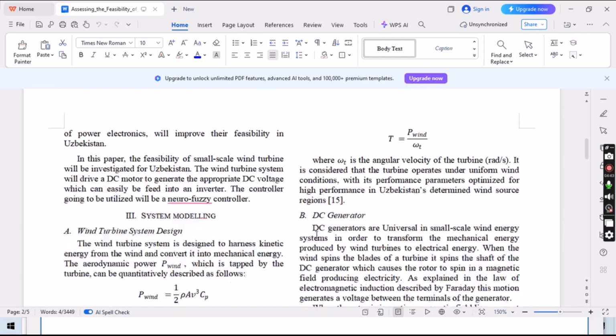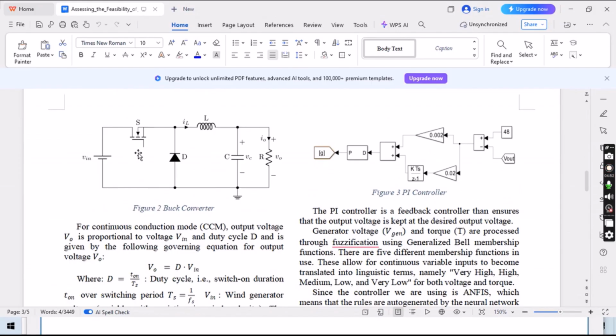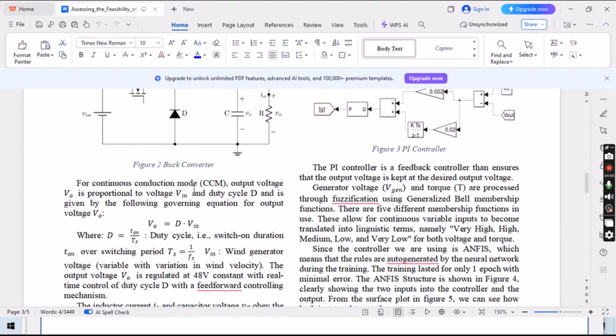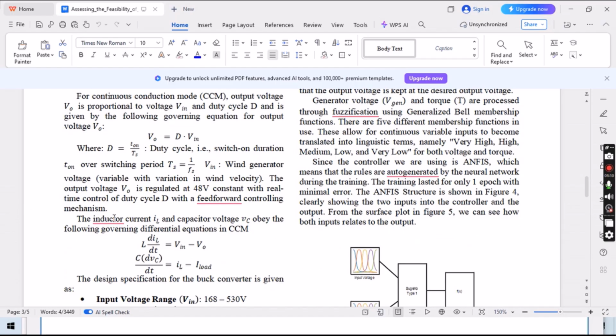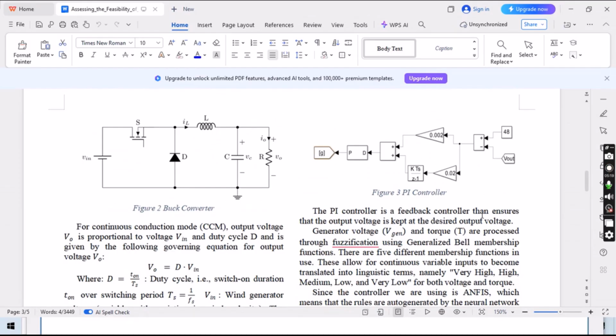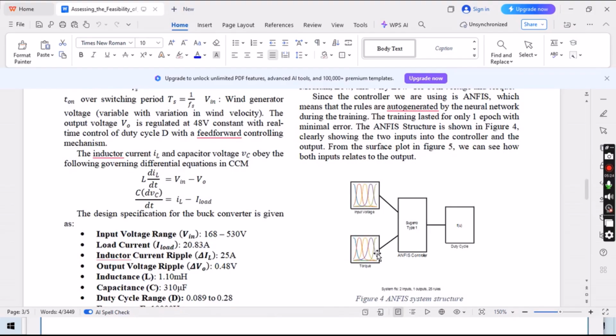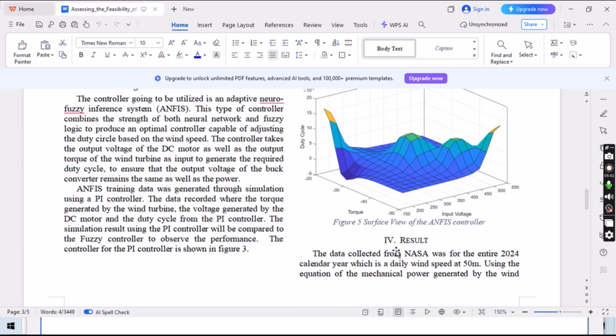Yes, this one I have written, the complete DC generator and buck converter design. This is the buck converter design circuit in continuous conduction mode, CCM, which we added to improve the efficiency of the system. Then I have used a duty cycle with a forward controller mechanism, and all the controller design is added here. This is a PI controller used as a feedback controller. Next I have added the ANFIS structure, which is based on the torque and input voltage and provides the duty cycle, which stabilizes the power of the wind turbine. And this is the surface view of the ANFIS controller, basically a graph generated in MATLAB code.